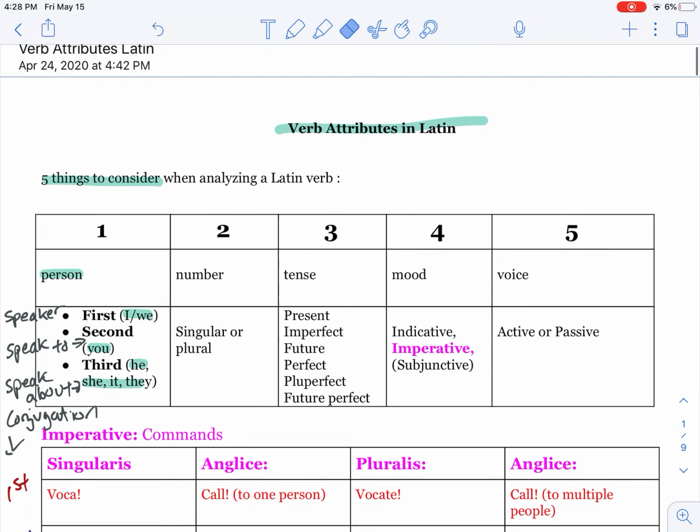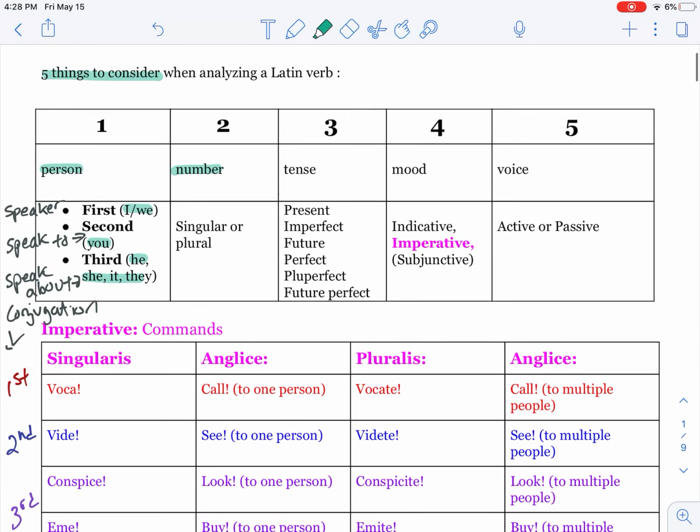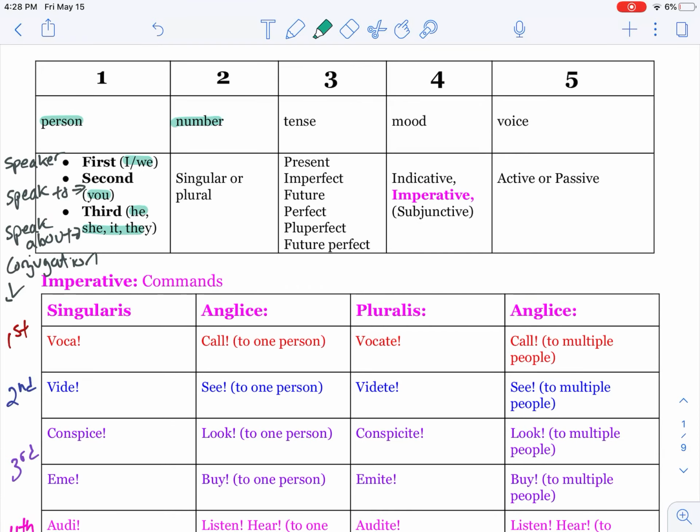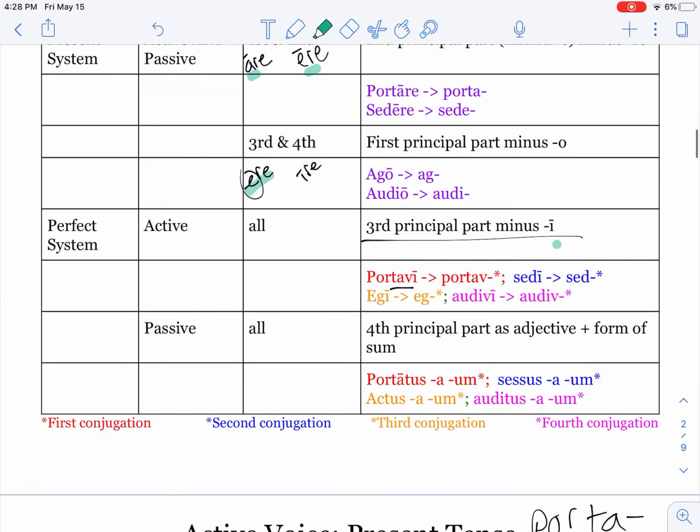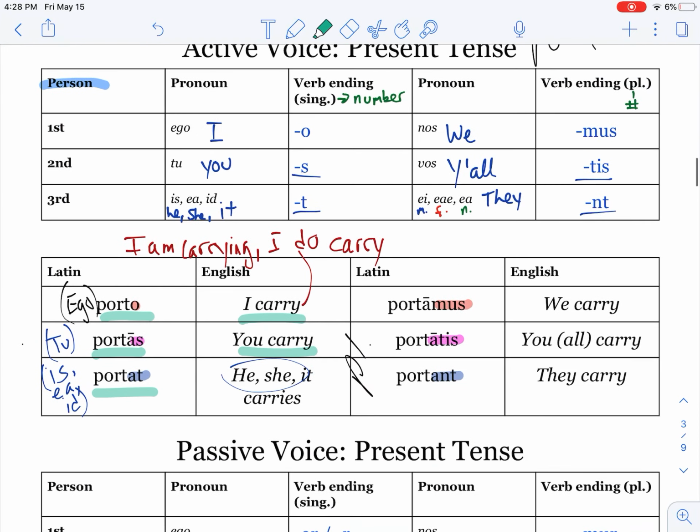So very much like person, the second attribute is number, and that's going to be shown in our verb ending too. So singular or plural is what we're talking about when we refer to number. So O, S, T refer to I, you, he, she, and it. They're singular endings, and so the verb is singular if it ends in O, S, or T. If it ends in mus, tis, or nt, the verb is plural because these are all plural endings.